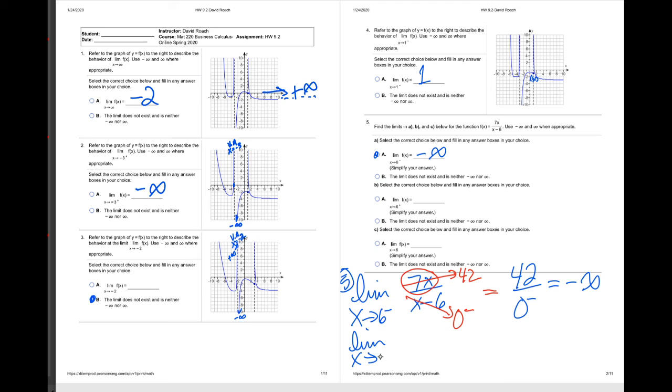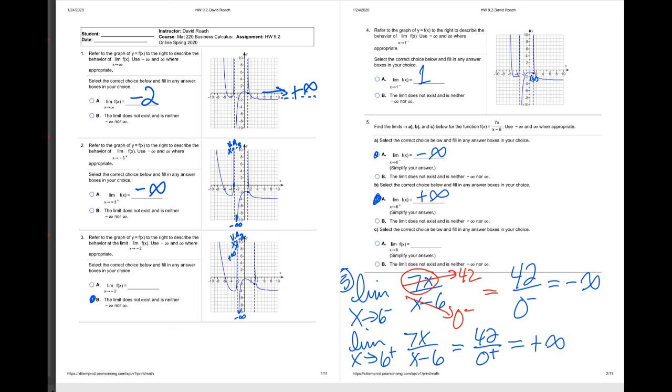Now from the right-hand side, as we approach 6 from the right, the top is still approaching 42, so that's not any different. But the bottom is approaching 0 from the right-hand side. This is actually important. The top is a number that's not 0. The bottom is approaching 0 from the right-hand side of 0. Positive divided by positive is a positive. So from the right-hand side, we're going to positive infinity.